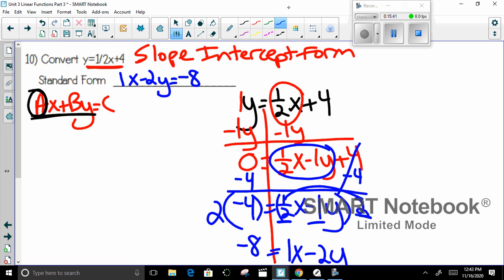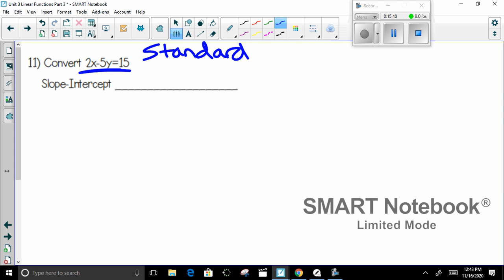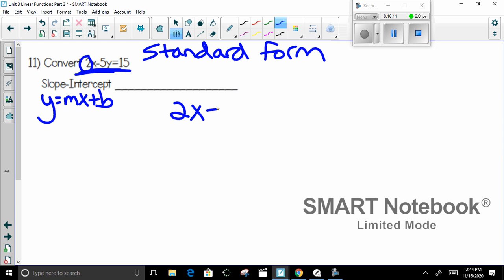All right, last one. What form is this in? That's in standard form. I want to convert it. Remember, standard form is when x and y are together on one side. Your a value, or the number and coefficient in front of your x, is positive, and there's no fractions or no decimals. So that's in perfect standard form. Get it in slope-intercept. What is slope-intercept form? Hopefully you answered that.